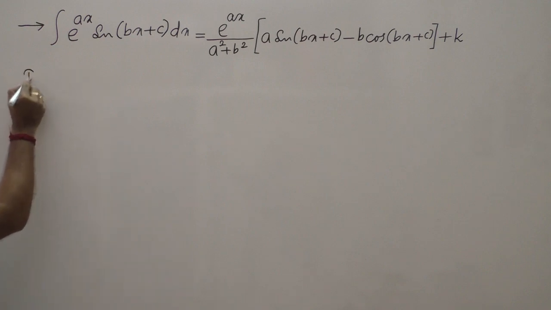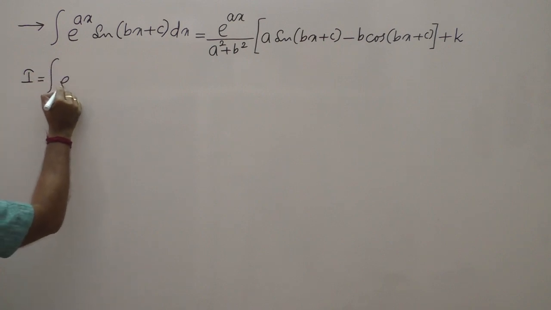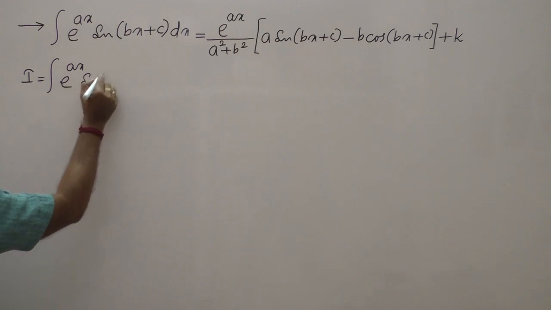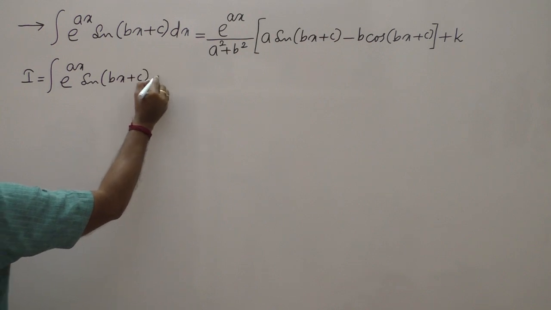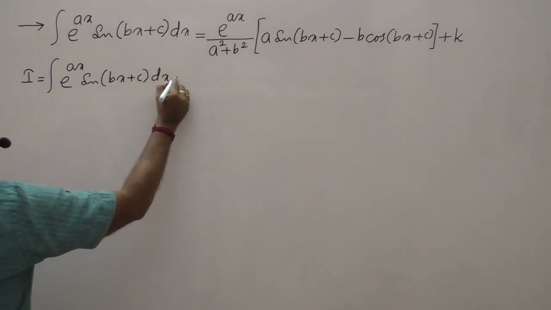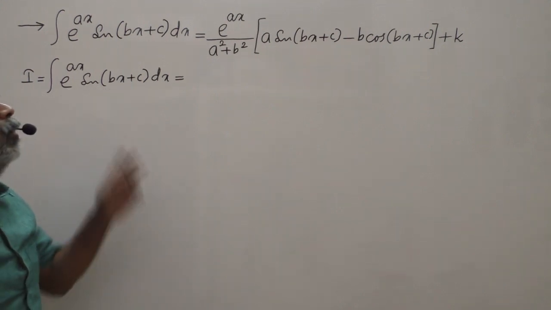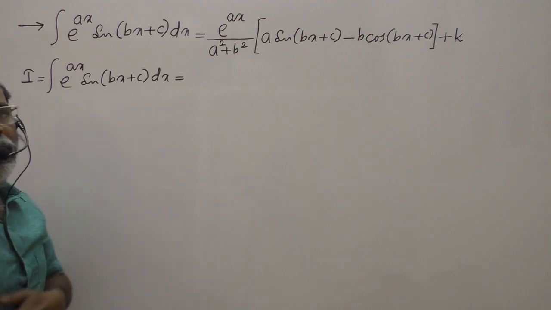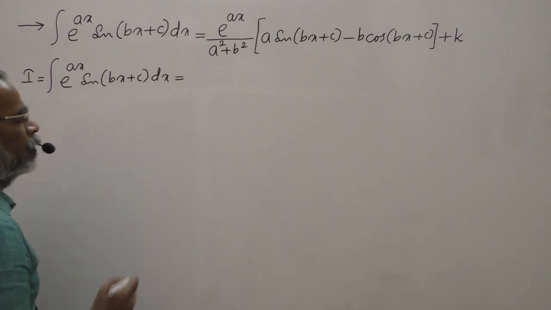See, this is the left side integral, no? Therefore I will denote this by I. What is I? I is the integral of e power ax into sine of bx plus c into dx. Now a product of two functions is there, so I should use integration by parts. To use integration by parts, you should select the first function and the second function.